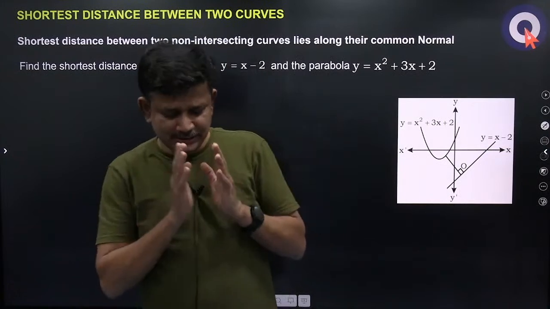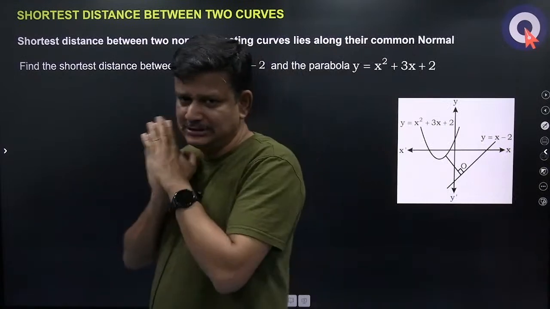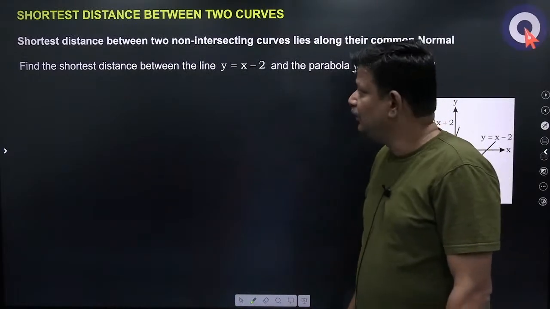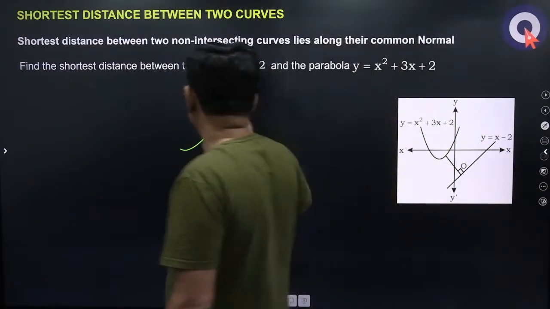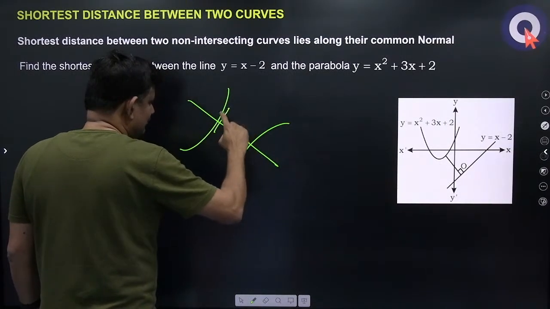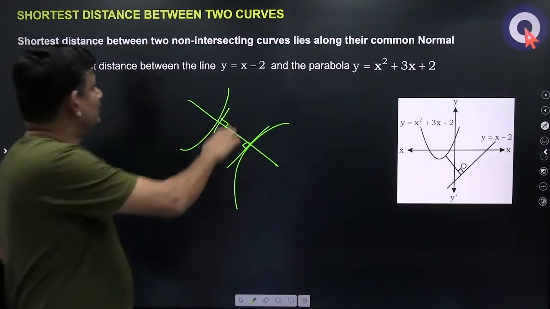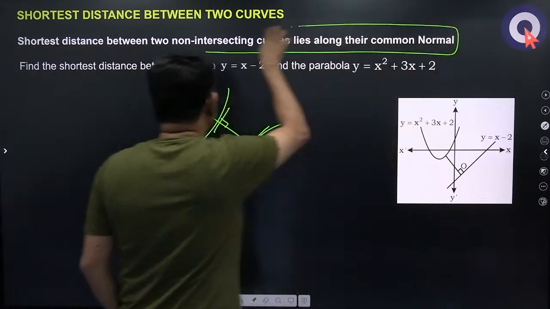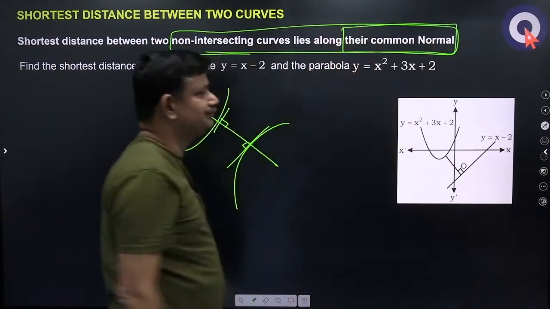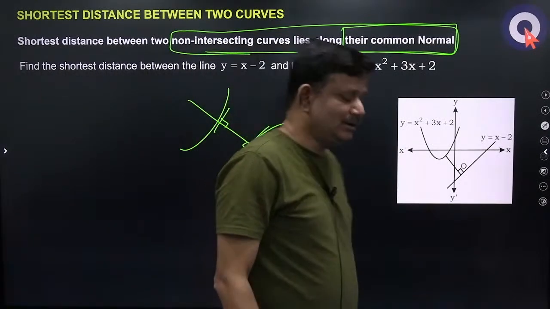Whenever you are talking about shortest distance between two curves, it could be in two-dimensional geometry, it could be in application of derivatives, it could be in three-dimensional geometry also. Shortest distance between two curves, remember, will always be along the common normal. Let's say I have one curve, another curve. Shortest distance or largest distance between them will always be along the common normal. So, shortest distance between two non-intersecting curves will always lie along their common normal. Okay. So whenever you have to find shortest distance, find a common normal, and that will serve the purpose.